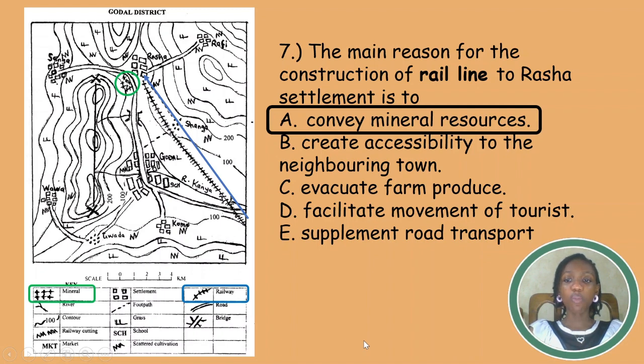There is no evidence on the map to suggest the dominance of farming activities around Russia, the settlements around the railway line, and so there will be no need to evacuate farm produce, eliminating option C.